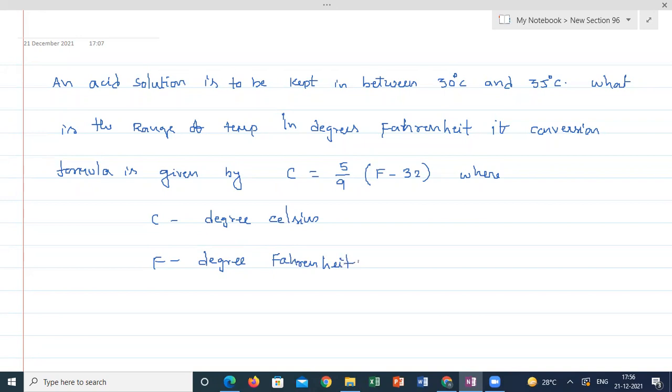Solve this question. Simple only. The only thing is understanding and framing the formula. Once you frame the formula, it's easy. You have to frame an inequality. If you are able to frame the inequality, the question is over.